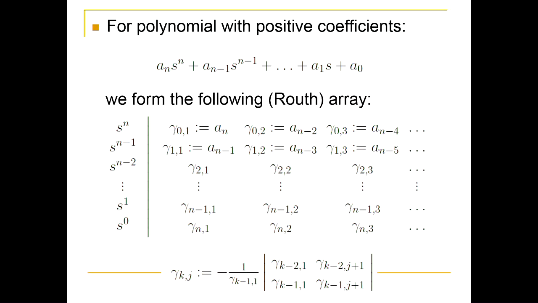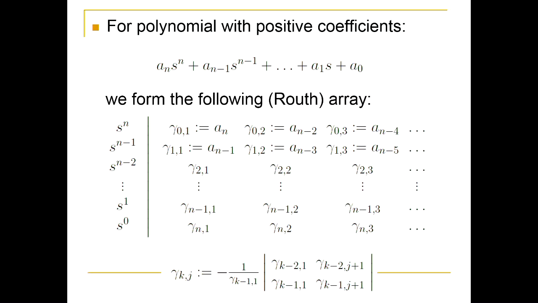You will have no problem understanding this at all. So look, what we are dealing with here is only polynomials with strictly positive coefficients. I already told you that if some of the coefficients are 0 or negative, we know that it can't be stable. So this test is only for polynomials with strictly positive coefficients. So how do you form this table?